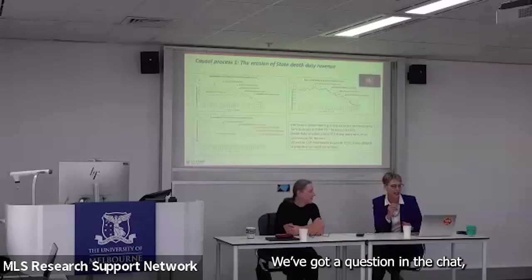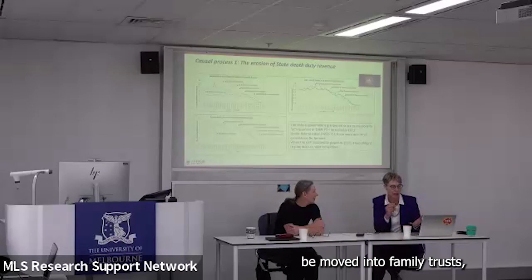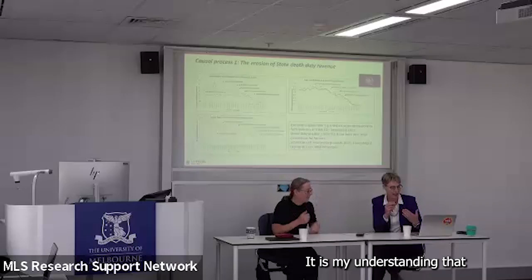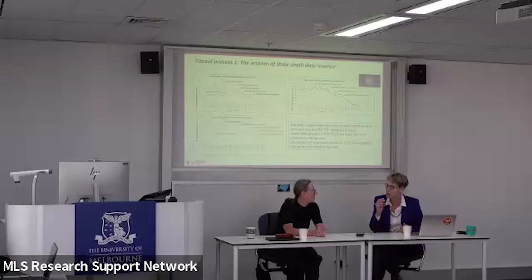We've got a question in the chat, which really is a serious practical question. Wouldn't most non-housing wealth be moved into family trusts, at least by the wealthy? It is my understanding that the taxes did have provisions about trusts, but they may not have done that very well. I don't know if you've got a response to that.